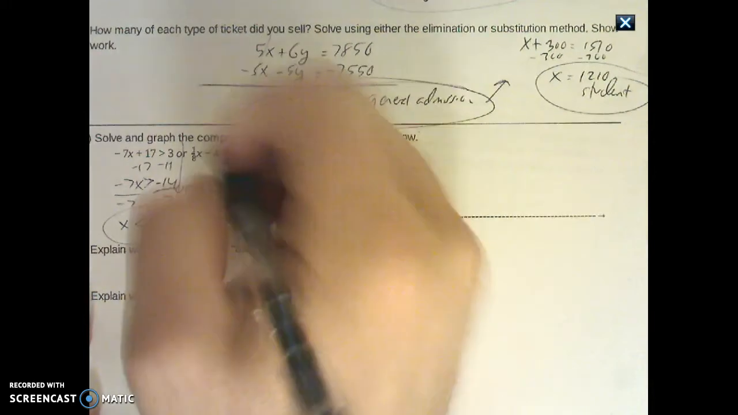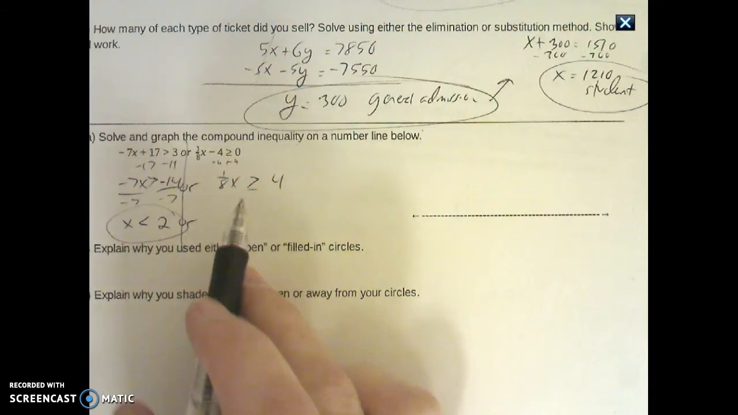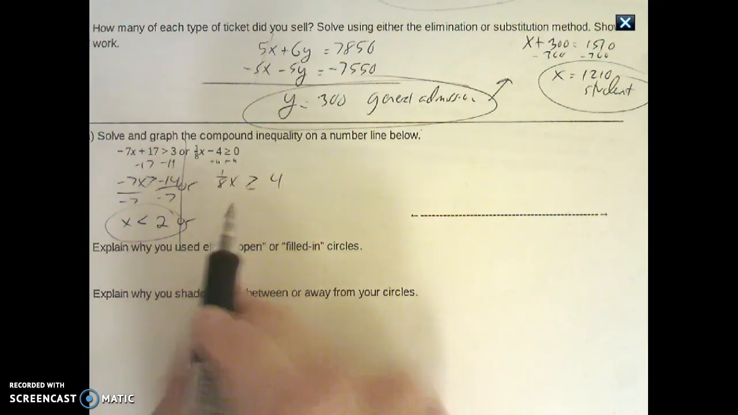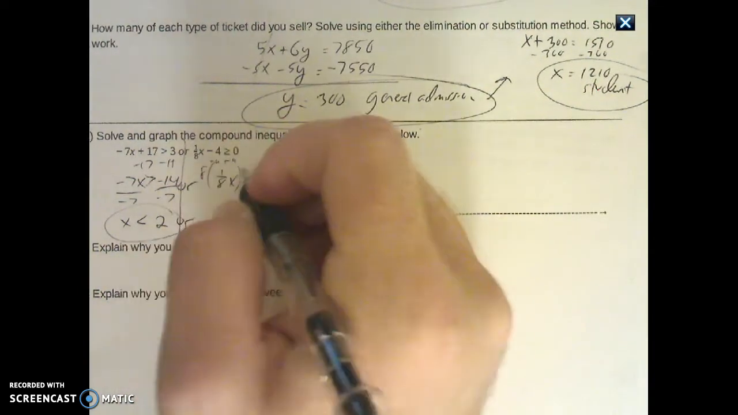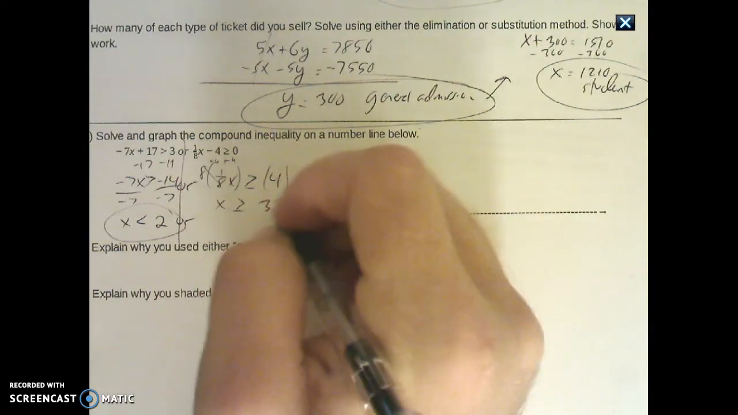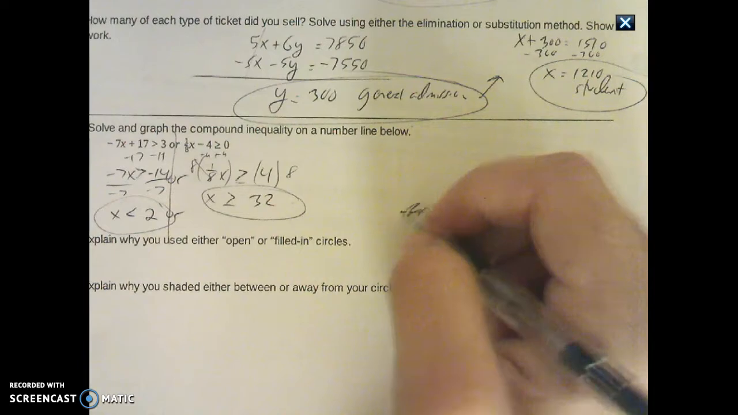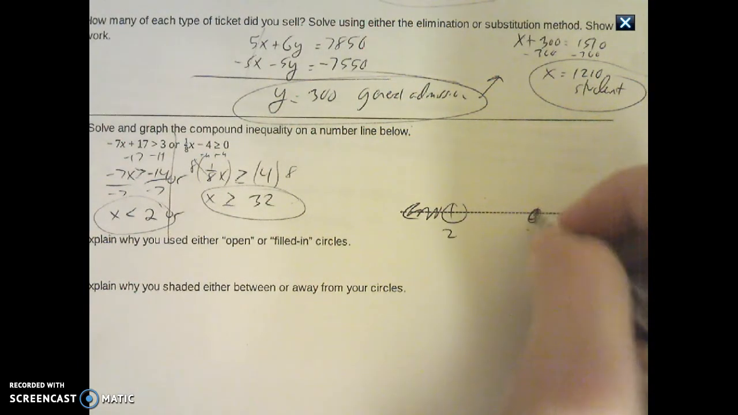Over here I add 4 to both sides. 1/8 x is greater than or equal to 4. What is the opposite of divide by 8? You multiply by 8. Okay, don't overthink this. You guys know this. So I'm less than 2. I'm greater than or equal to 32.